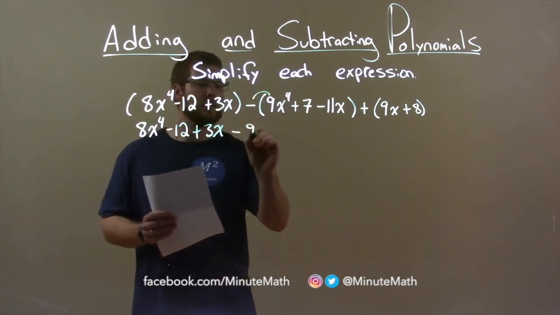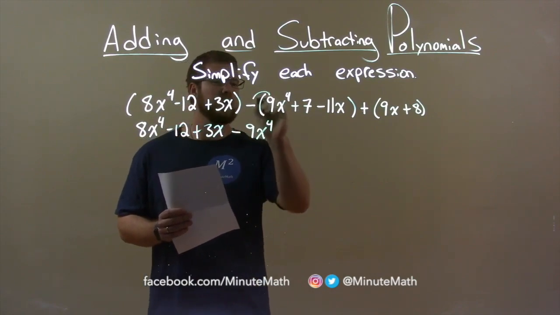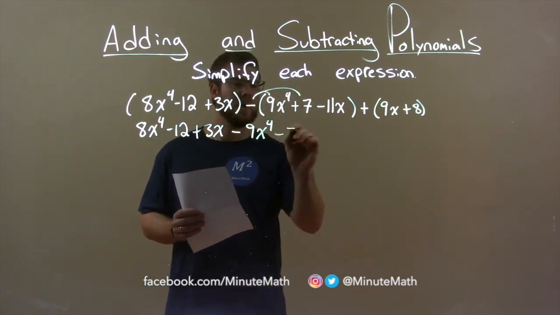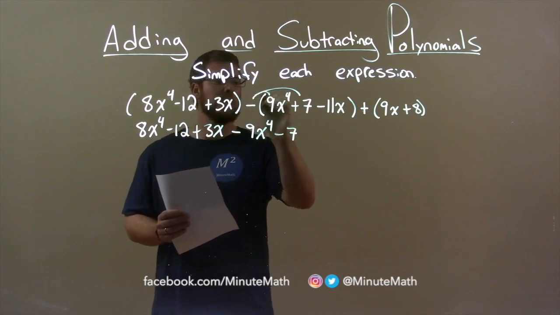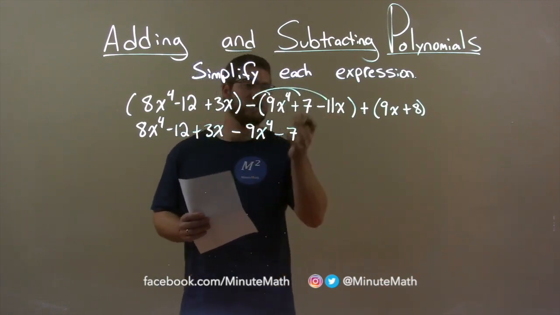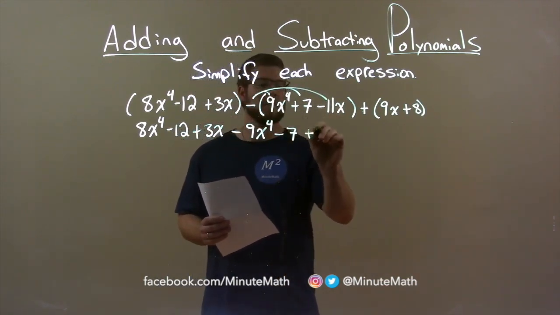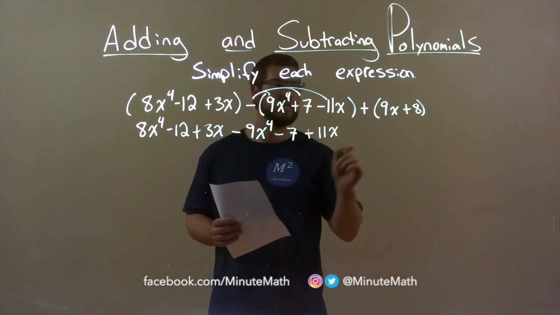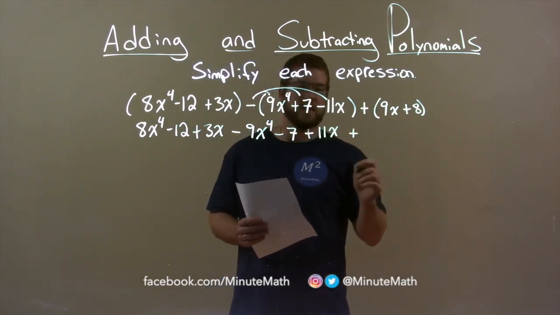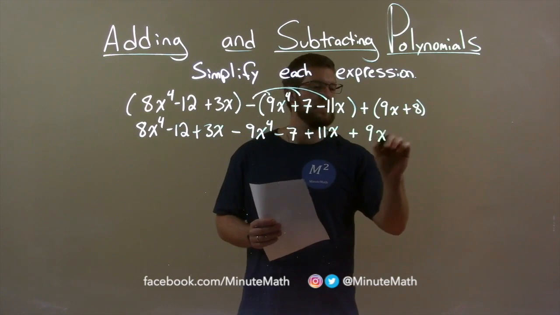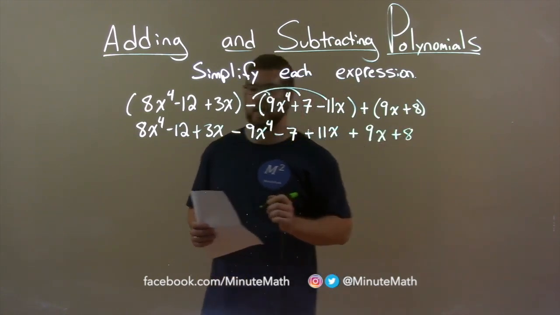We have minus 9x to the 4th here. Distribute the minus again. Minus 7. And lastly, minus and a minus, or negative and negative, become a positive, plus 11x. Plus sign here, we just bring down the last parenthesis, 9x plus 8, but we don't need the parenthesis there.